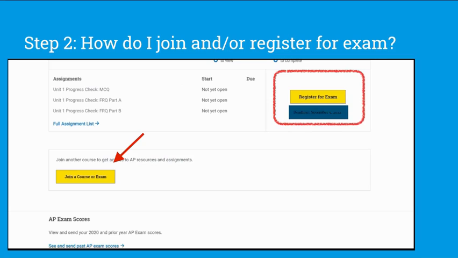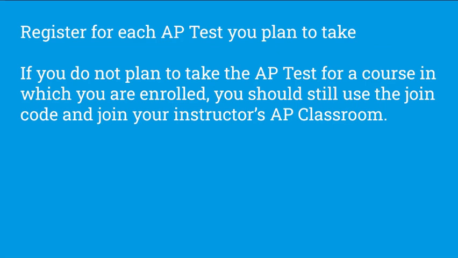If you've already joined the appropriate AP classrooms, then you can click Register for Exam. But if you need to join any classrooms, please use the join code provided by your instructor and Total Registration. Then go back and select Register for Exam so that you complete the registration process for each AP class you are taking. Again, register for each AP test you plan to take.